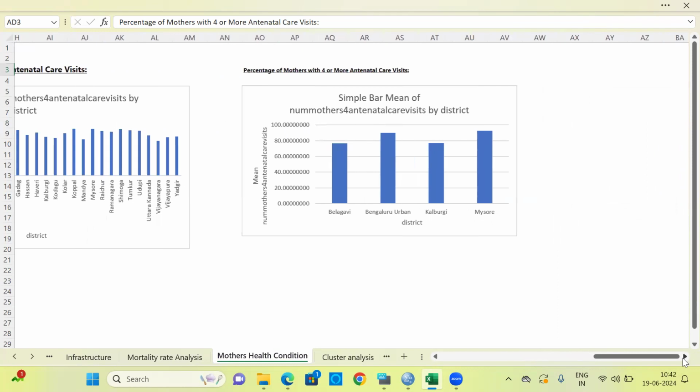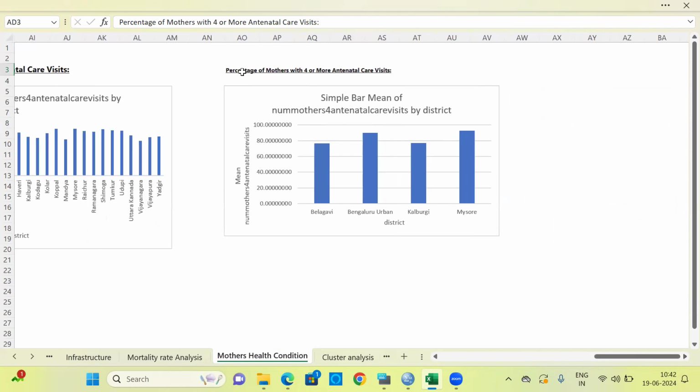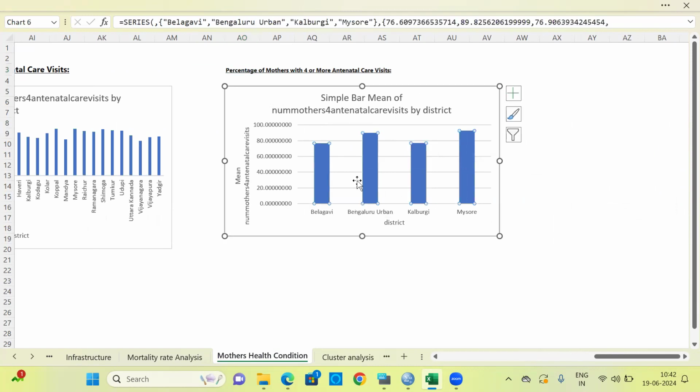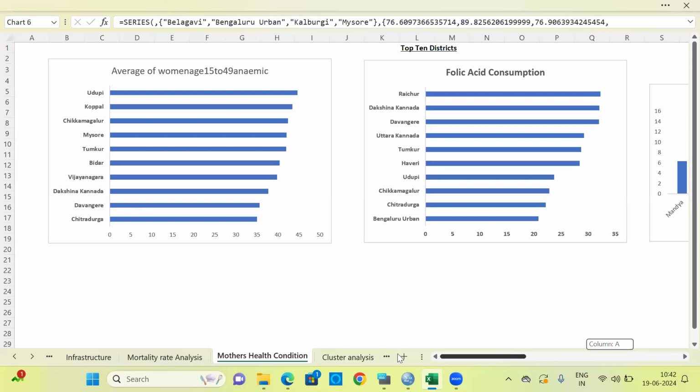Let's look at one more dimension now, that is percentage of mothers with 4 or more antenatal care visits, but this is based on the administrative headquarters. The longest bar is Bengaluru urban and Mysuru. The districts Belgavi and Kalburgi are on the shorter side. So this sheet speaks about mother's health condition. We have taken different parameters like folic acid consumption and the percentage of women who are anemic.